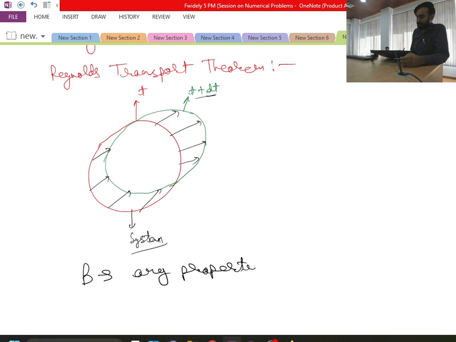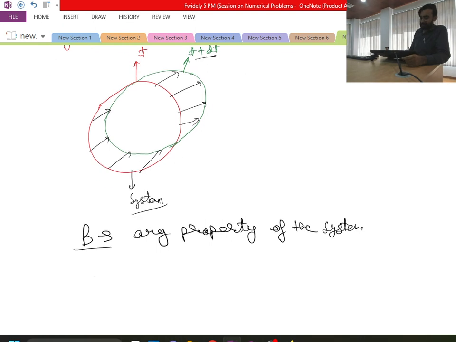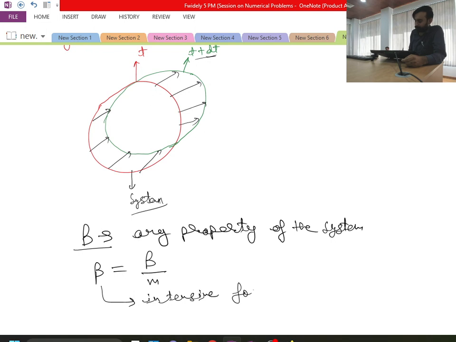So what is B? B is nothing but any property of the system. And what will be its intensive form? If B is any extensive property, then its corresponding intensive form I can specify as beta, which is equal to B by M, where M is the mass of the system. So beta is my intensive form of property B. Is this point clear?